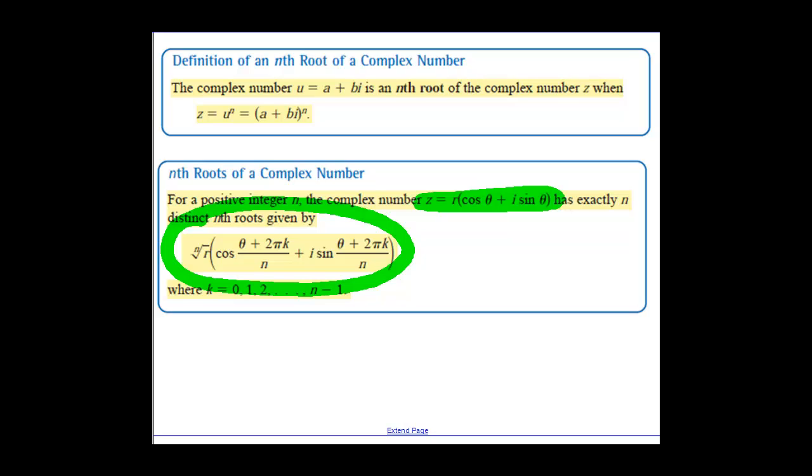So the nth root of r is equal to cosine of (theta plus 2 pi k) all over n, plus i sine of (theta plus 2 pi k) all over n, where k starts at 0 and ends at n minus 1. So for example, if your nth root is 6, k values would be 0, 1, 2, 3, 4, 5, but not 6 because it's n minus 1.